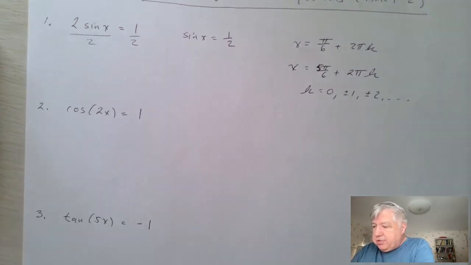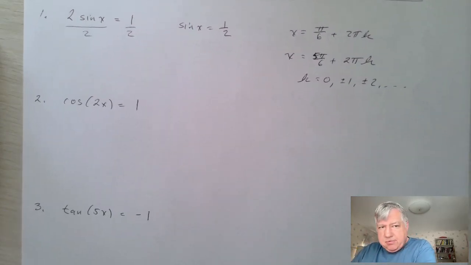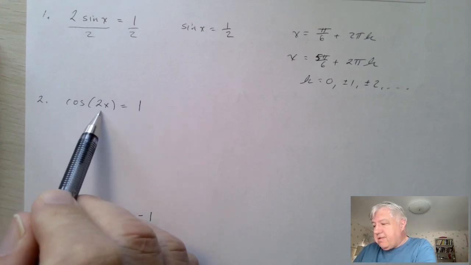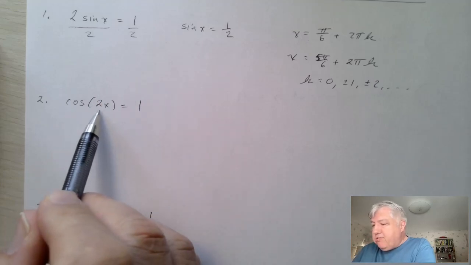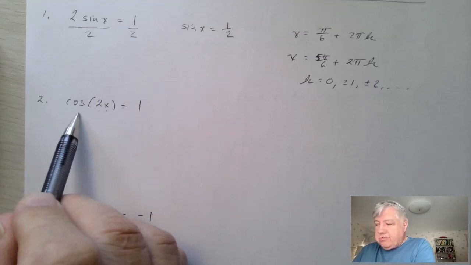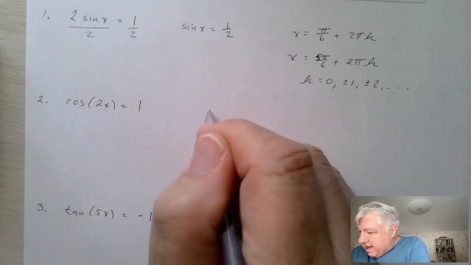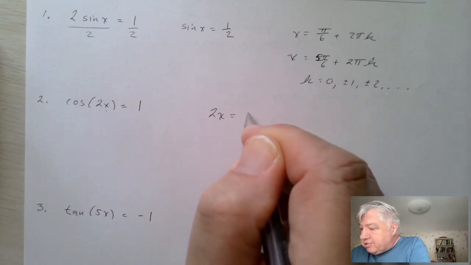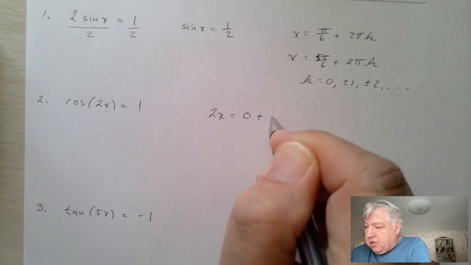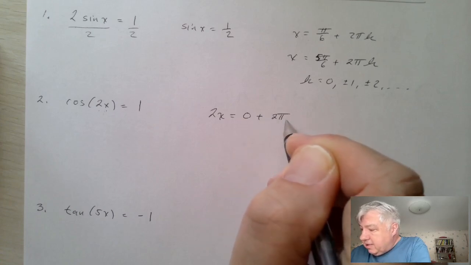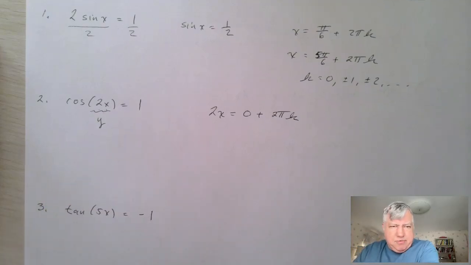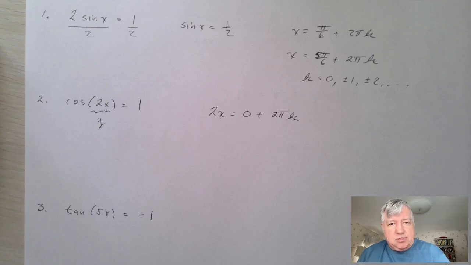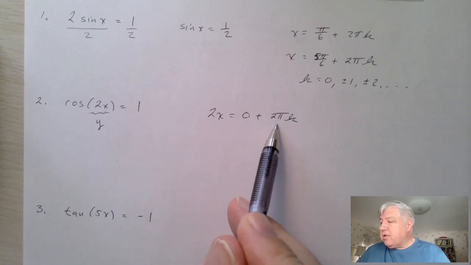Then the cosine. Now in this case, this is a different situation where the 2 is on the inside. So if we wanted to, we could basically find what 2x is first. 2x is an angle whose cosine is 1. Well, that means that 2x has to be equal to 0 or some multiple of 2 pi. Basically, we can make a substitution if we want. We can call this y, and so the cosine of y is 1. So y is going to be equal to 0 plus 2 pi k.